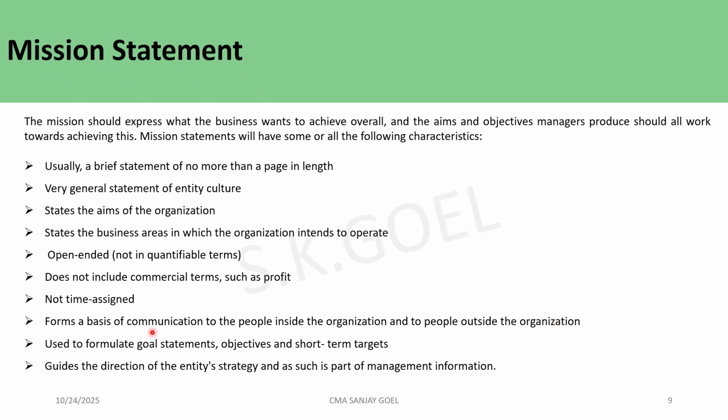So it forms the basis of information to the people inside the organization and to the people outside the organization. Both inside and outside, the message should be conveyed properly. It is used to formulate the goal statement, objective and short-term target, and guides the direction of the entity strategy, such as is part of management information.